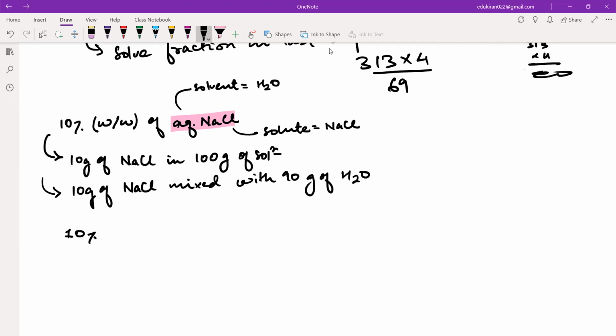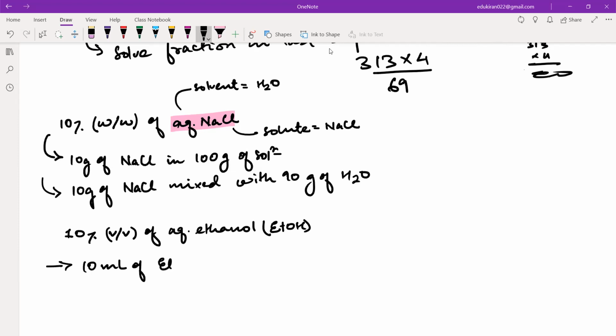No, sir. Similarly, you have 10% V by V, which is percentage by volume, of, let us say, aqueous ethanol. So ethanol is also written as ETOH. Okay. Now, this will mean 10 ml of ETOH mixed with 90 ml of H2O. Is that correct? Any doubt, any difficulty? Alida? No, sir. No difficulty, na?